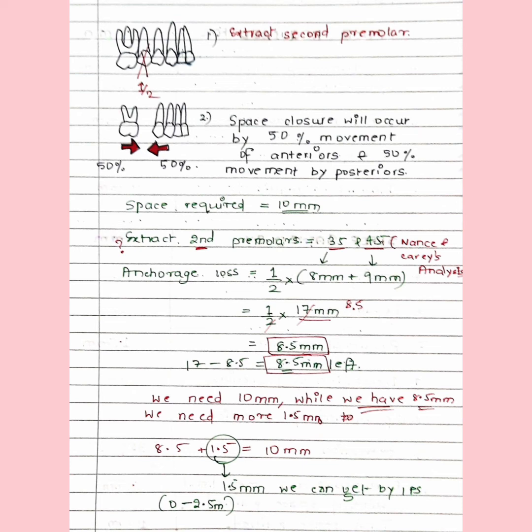But from that 17 mm, some amount of space will be lost because there will be anchorage loss. So 17 minus 8.5, we'll have only 8.5 mm of space left. So out of 17 mm, 8.5 will be taken up by the anchor teeth, that is the molars. Then we will have only 8.5 mm left. But we need 10 mm of space in the mandible, while we have 8.5 mm. That means we need 1.5 mm more. So 8.5 plus 1.5, again we'll get this by proximal stripping. We'll get 10 mm. So this is how we achieve 10 mm of space in the mandible.